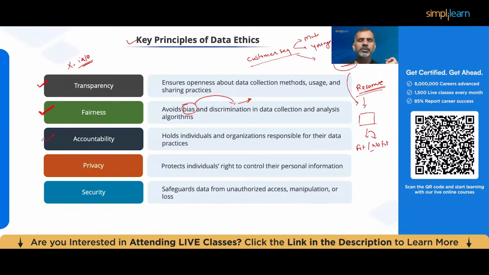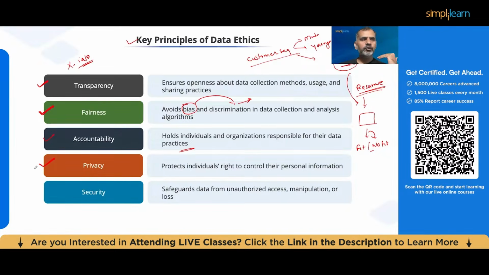Then talk about accountability, and that's very important from an organization point of view. So this holds individuals and organizations responsible for their data practices. Someone should be there who can be addressed if any breach happens, or if any inconsistency happens with the data analysis process or data processing practices and all that.